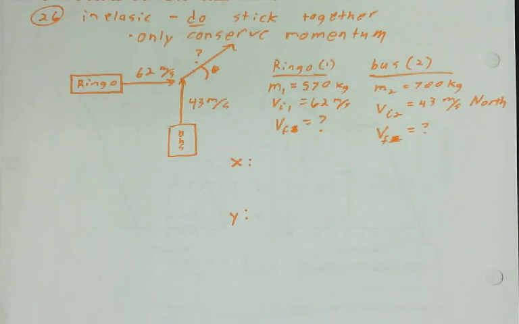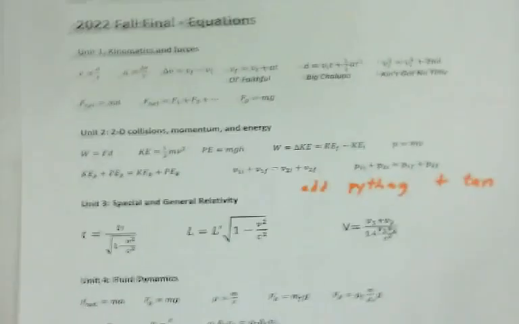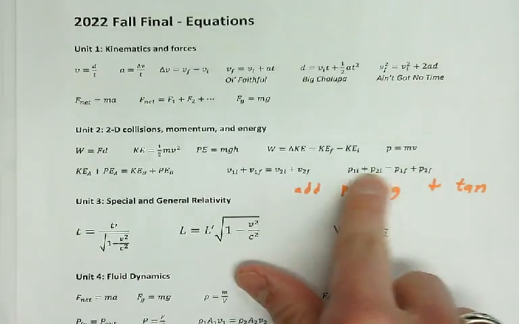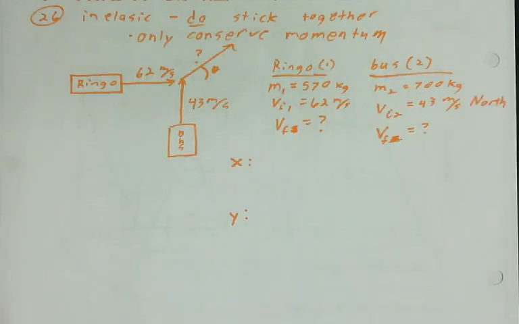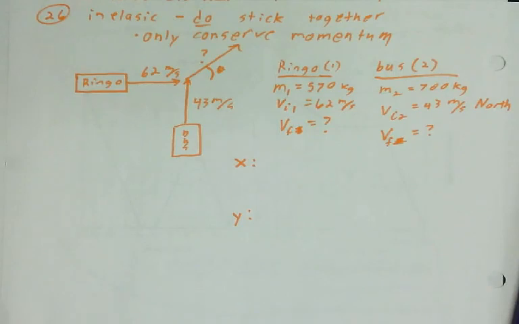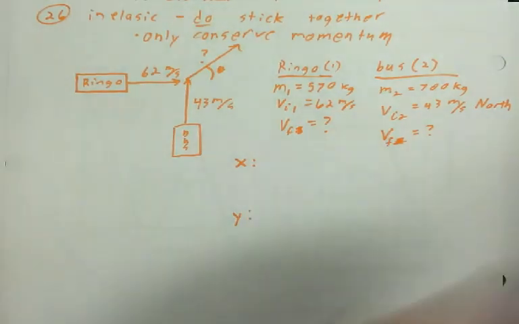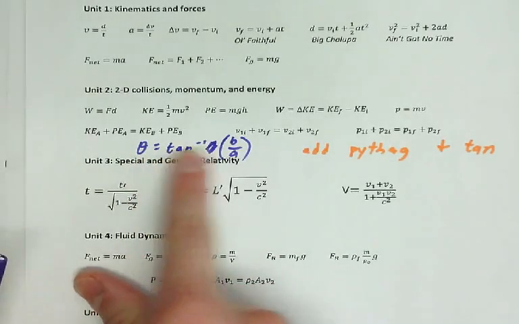If you're wondering which equation to use, we're conserving momentum. So if we're conserving momentum, that's this one. So set that equation up for both the x direction and the y direction. It's right here. Theta equals tan negative 1 of b over a.